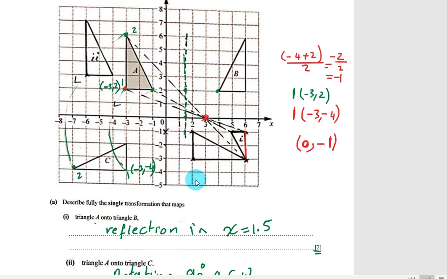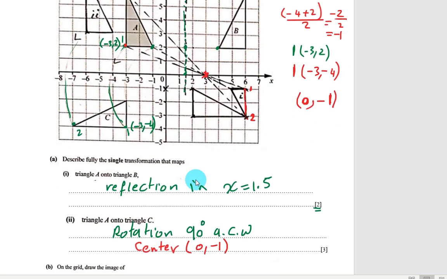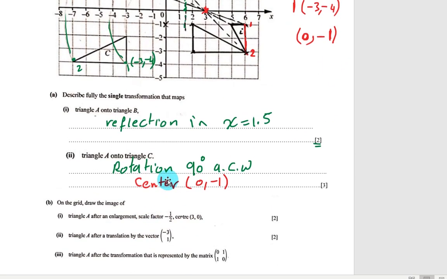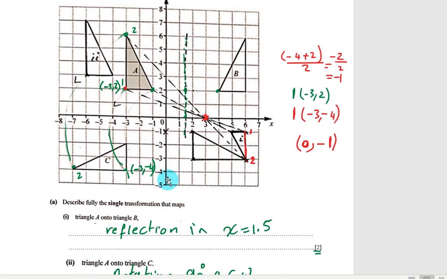So this will be point 1, and here will be point 2 after enlargement, with scale factor equal to minus half. So we decrease it by minus half. Okay, and then we start. Now this is 2 squares, so it will be 1 square in this direction, and then we connect it together. So this is your answer.